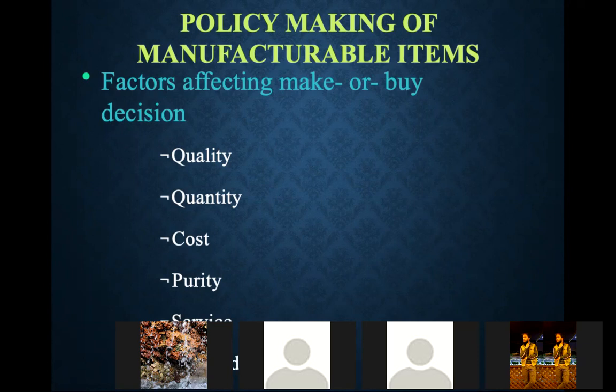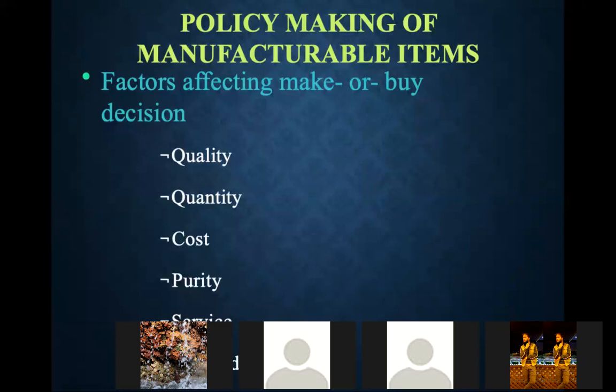I have told you there is a pharmacy and therapeutic committee. Before making a policy, they have to check the quality of the drugs, quantity, how much is required, cost, purity, substance, and what the demand is, whether it is required or not. So they have to follow these factors: quality, quantity, cost effectiveness, purity, because they must have good drug substances. Then whether the drug has a demand or not depends upon the policy making for a manufactured item.